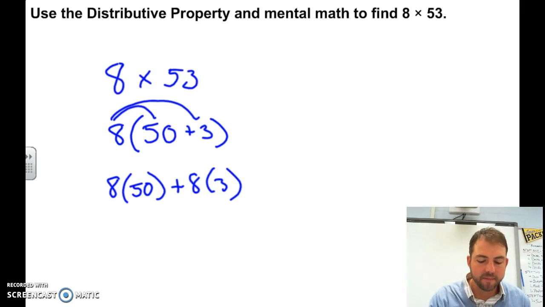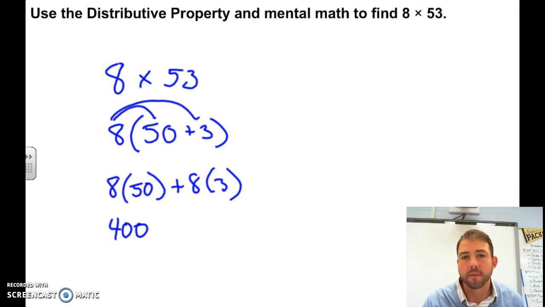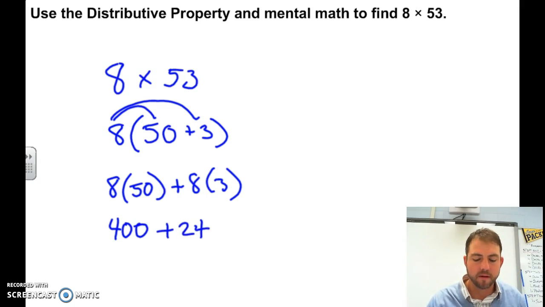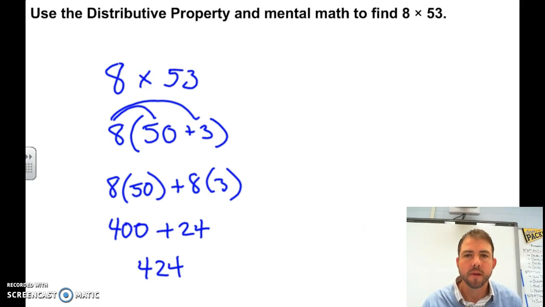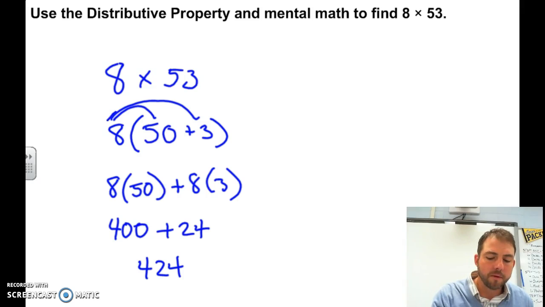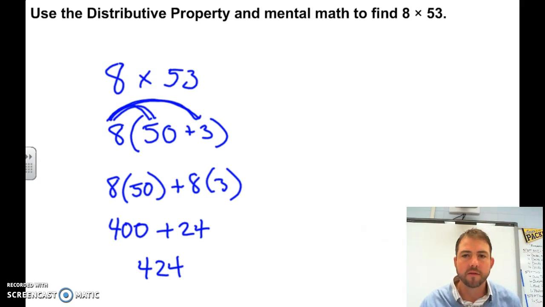8 times 50, we know is 400. How do we know that in mental math? We know 8 times 5 is 40. We add a 0 for 400. Plus 8 times 3, 24. We then have an answer of 424. Now, by doing this, you did the distributive property. You distributed 8 to 50, and you distributed 8 to 3, making this into a more manageable problem to do in your head.